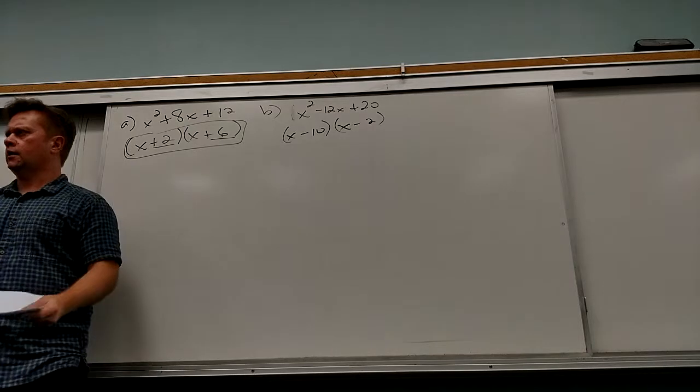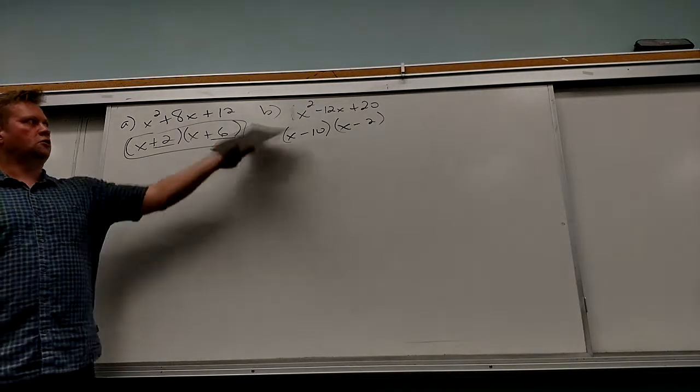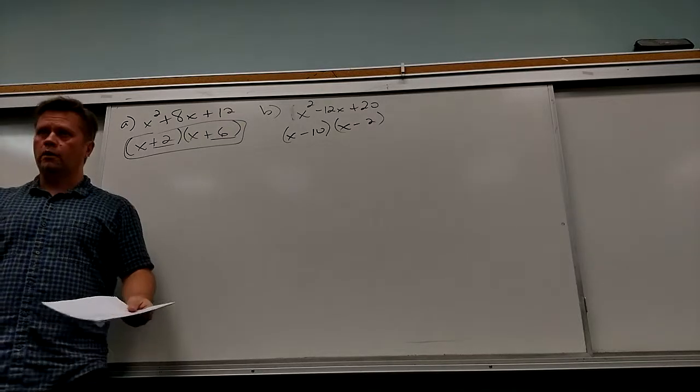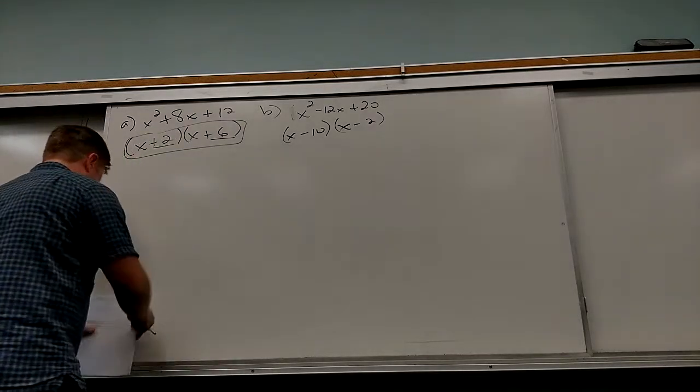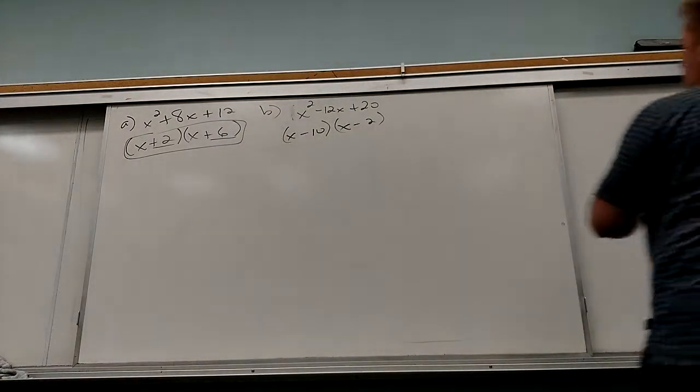And how do you always check any of these? You just multiply that back out. Distribute that stuff back, make sure it becomes that. Or, you could do that weird stuff we did before. Let's do one real quick.